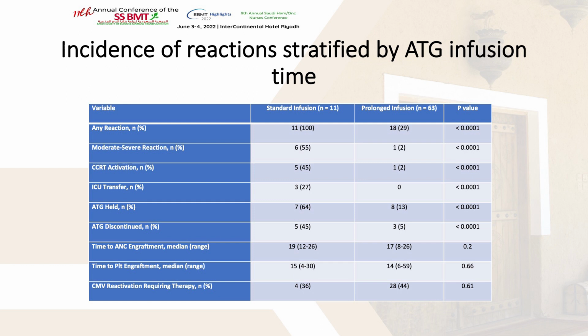ATG discontinuation, as we said, was 45% from the 11, which is a big number. But from the prolonged infusion, it's only 3, which is 5%. Time of ANC engraftment, as we said earlier, doesn't make any difference: 19 days from the standard infusion and 14 in the prolonged infusion. That means it doesn't affect engraftment time. CMV activation is again the same thing, meaning ATG doesn't affect that.